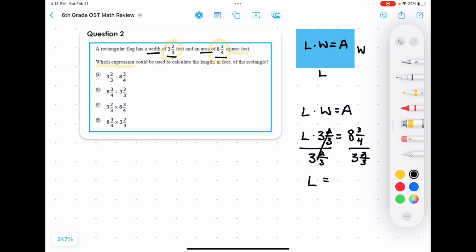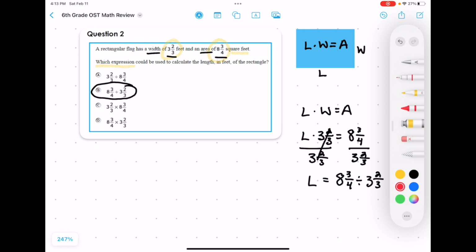And now you can see as I'm working backwards, I wrote my fraction to indicate division, but you could write it with the division sign as they did in their expressions here. I'm going to be doing 8 3/4 divided by 3 2/3 in order to find my length. So the expression that I would need to carry out is 8 3/4 divided by 3 2/3.